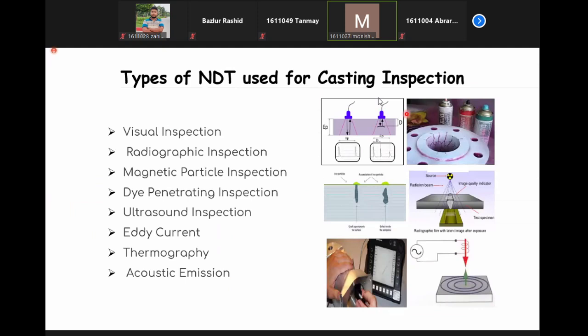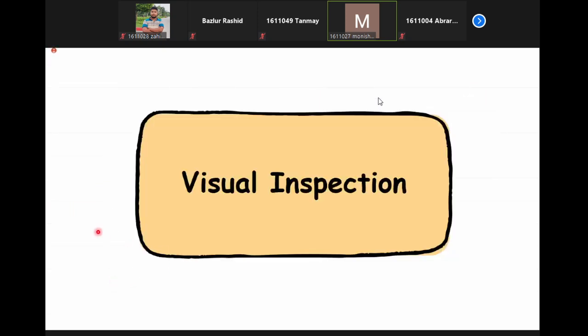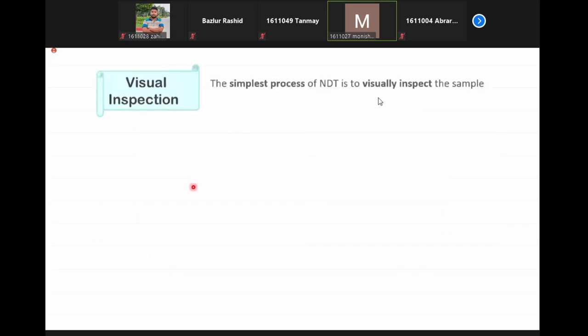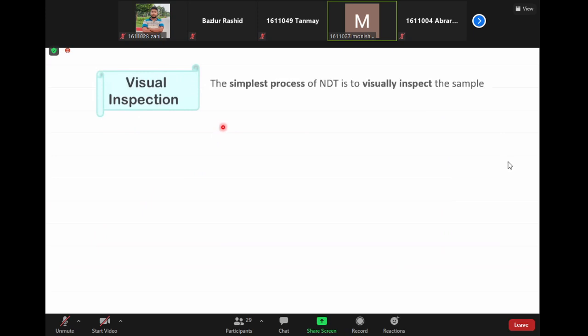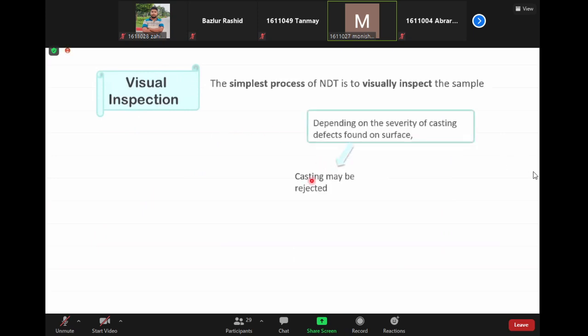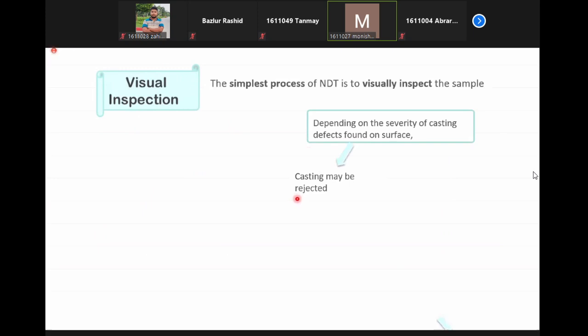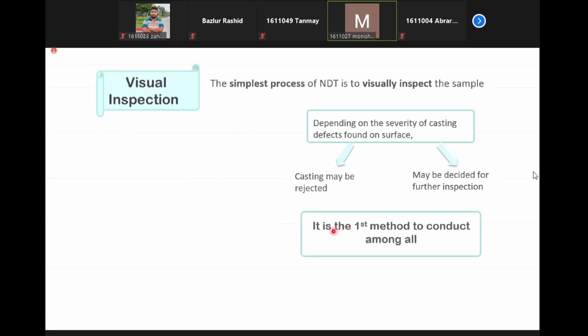Among the methods of casting inspection, these are some: visual inspection, radiographic, magnetic, dye penetrant, ultrasound, eddy current, thermography, and acoustic. The first is visual inspection. The first thing we do while inspecting something is to inspect it with our eyes. Depending on the severity of the defect in the casting, we then reject it or take it for further inspection. So it is the first thing to do among all.